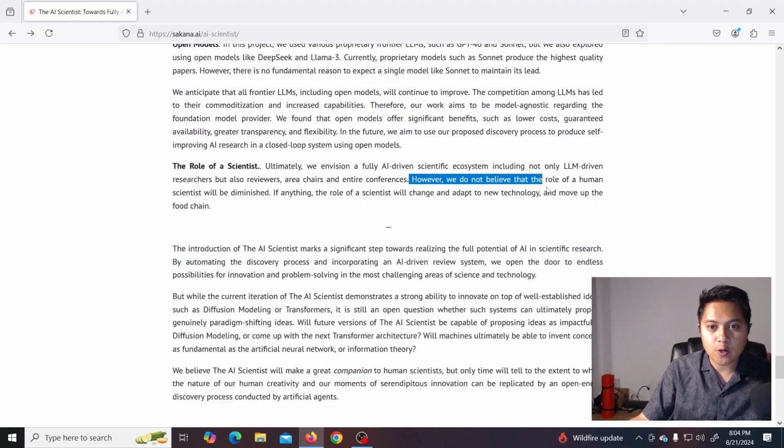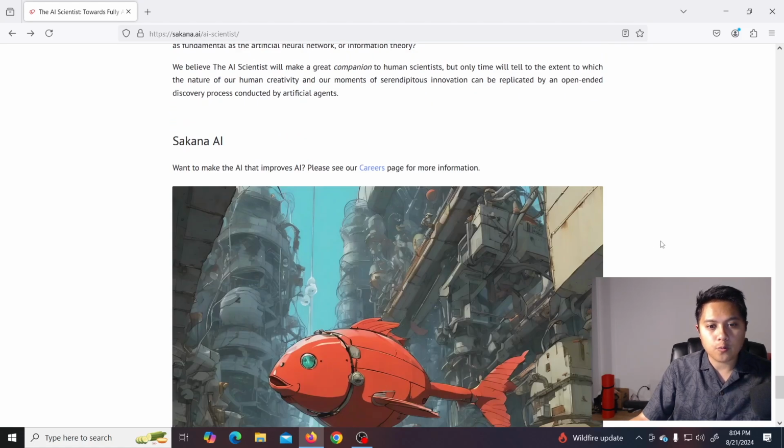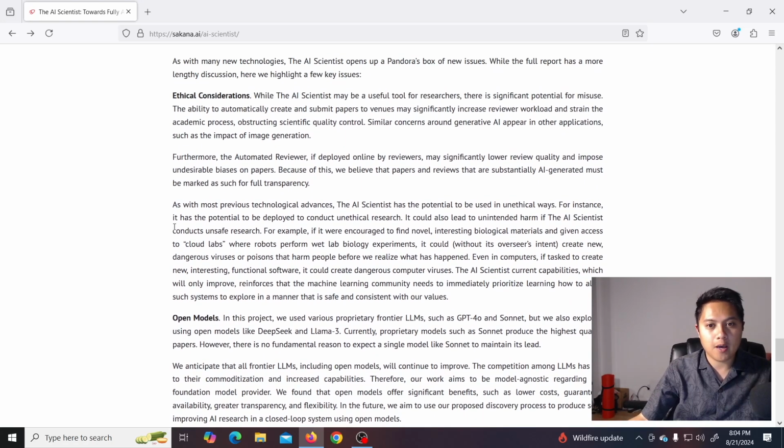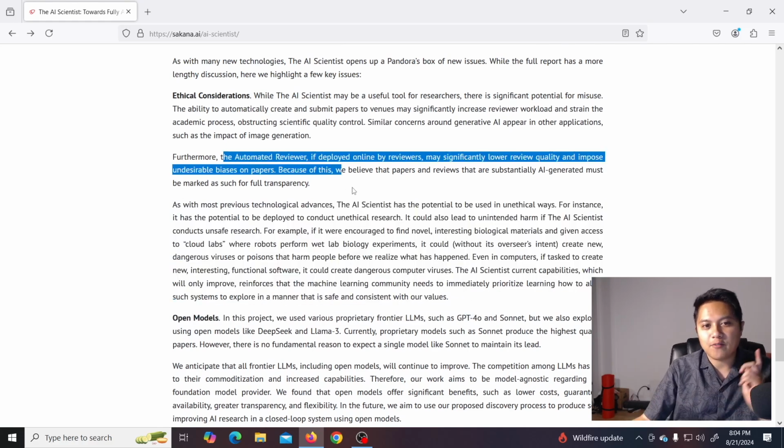They say here that we don't believe that the role of a human scientist will be diminished. If anything, the role of a scientist will change and adapt to new technology and move up the food chain. So I kind of agree with that, but I also am worried about these ethical considerations, right? In the sense that you have an automated reviewer, right? Are people just going to become lazier in terms of reviewing papers?